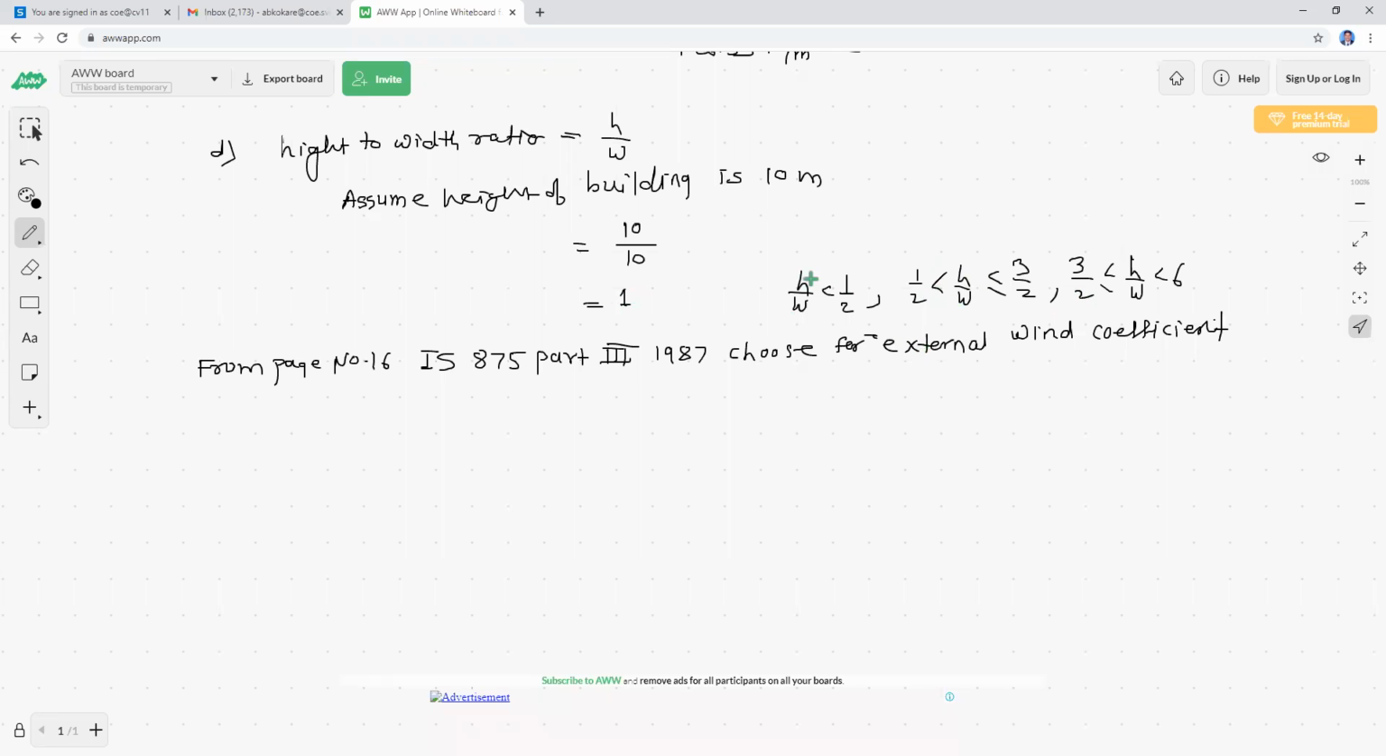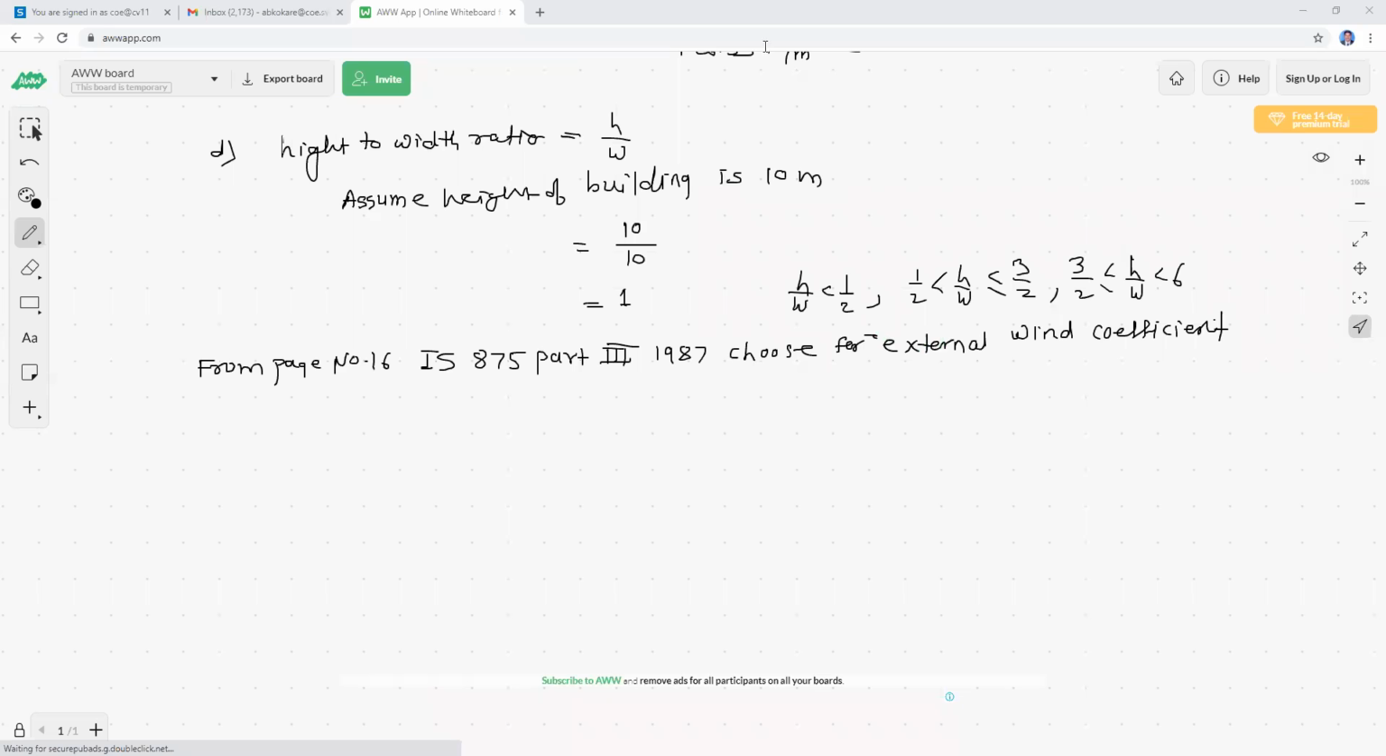Now our value is coming in which category? Three categories are given. Our H by W value comes in which category? Second, correct. Others please, this is very important here. Our H by W value is coming in the second category. So we have to select the windward and leeward coefficients from the second row. In the middle row we have to find out, for that H by W is important.